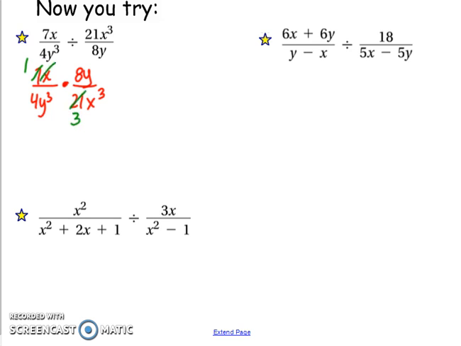This x is going to become a 1 and go away. This x cubed is going to become an x squared. The 4 is going to become a 1. The 8 is going to become a 2. This y is going to be gone and become a 1. This y cubed is going to become y squared.